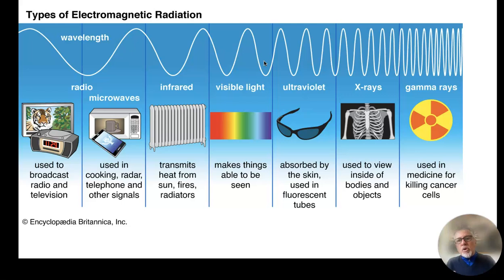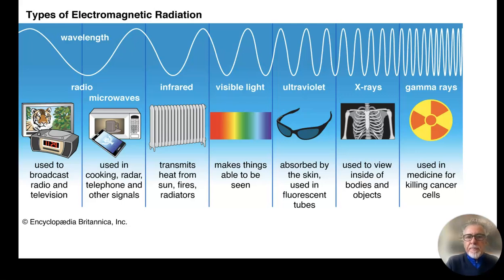And then still shorter are X-rays, and they're used in medical technology to view your bones and other parts of your anatomy. And then as we get still shorter, we get to gamma rays, which occur in some radioactive elements on Earth and in some stars in space.